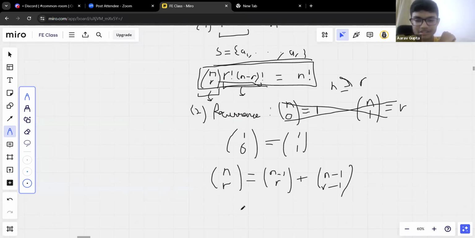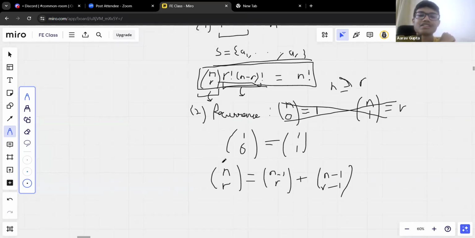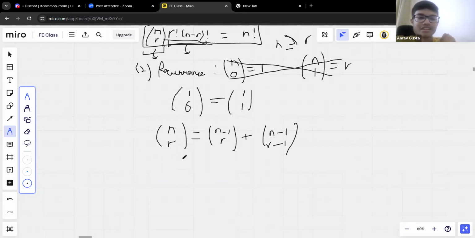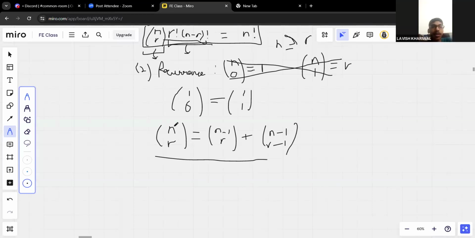But does anyone have a way that we can prove this? Don't use this formula, just use the definition of n choose r. Can anyone prove this using that? We can take out a leading element. Let's say we take out a from the subset. Now there are only two situations: either a is in the subset or a is not in the subset. Considering both conditions, we get to this state. Yeah, exactly. That is the proof.